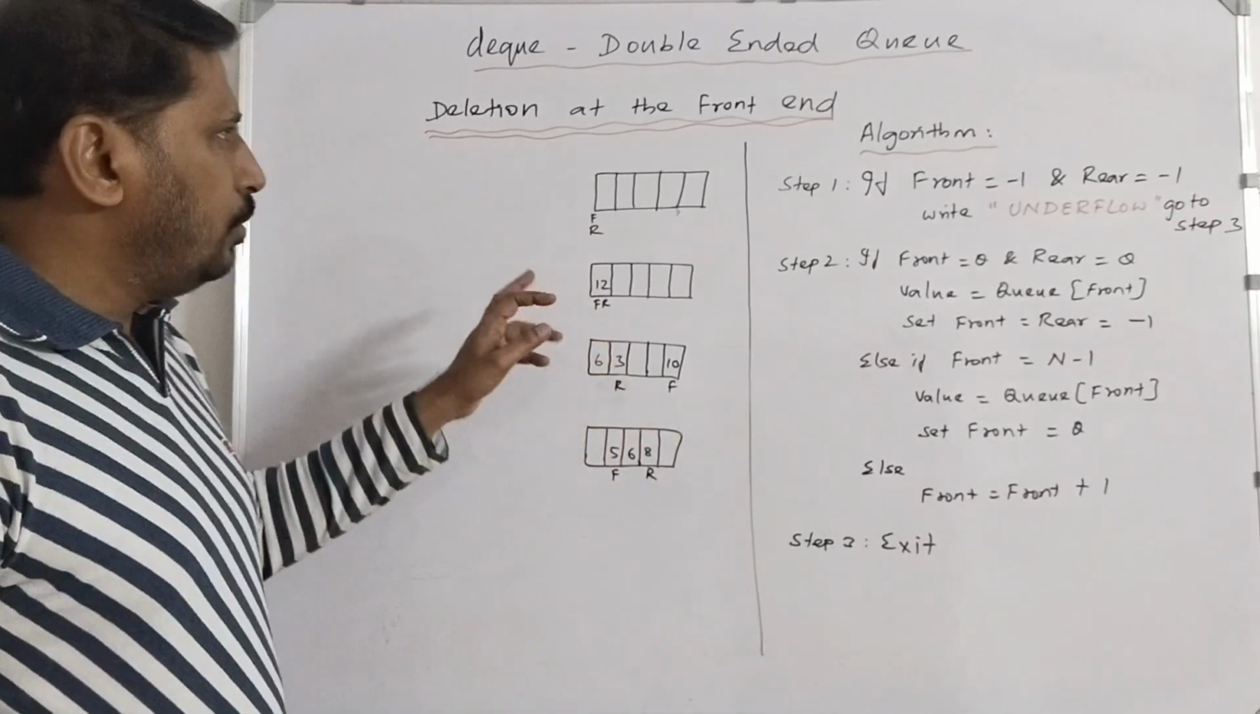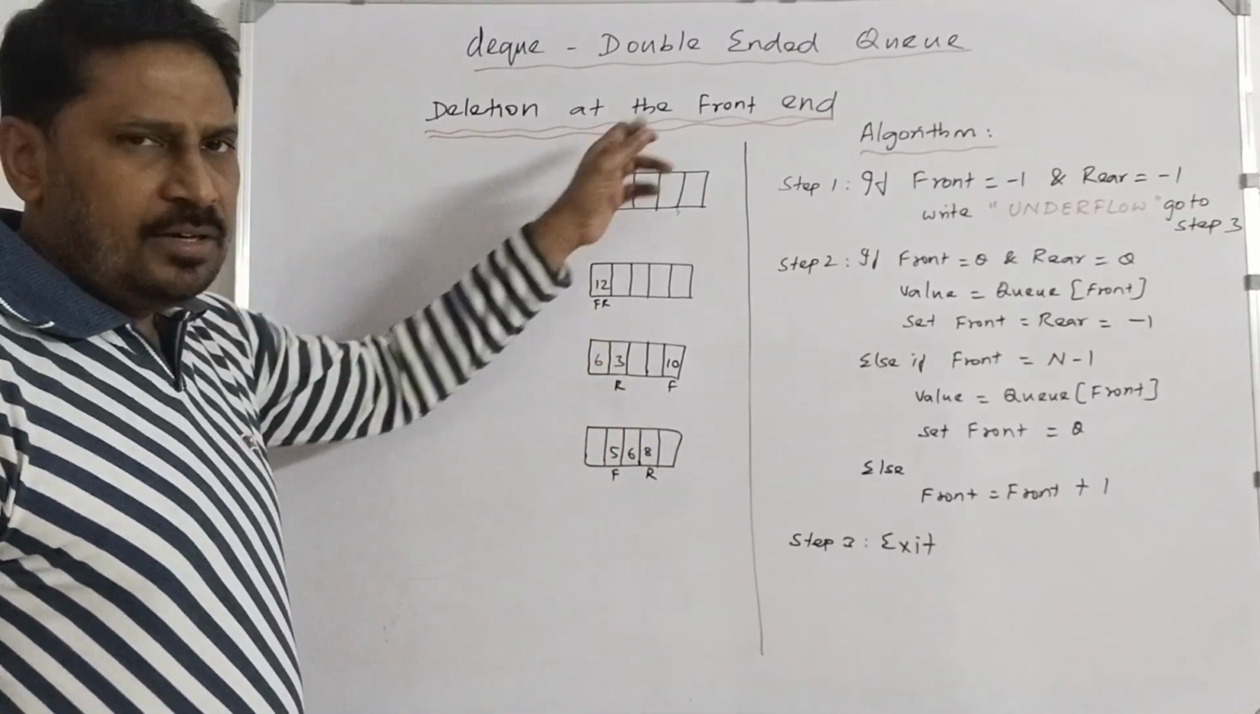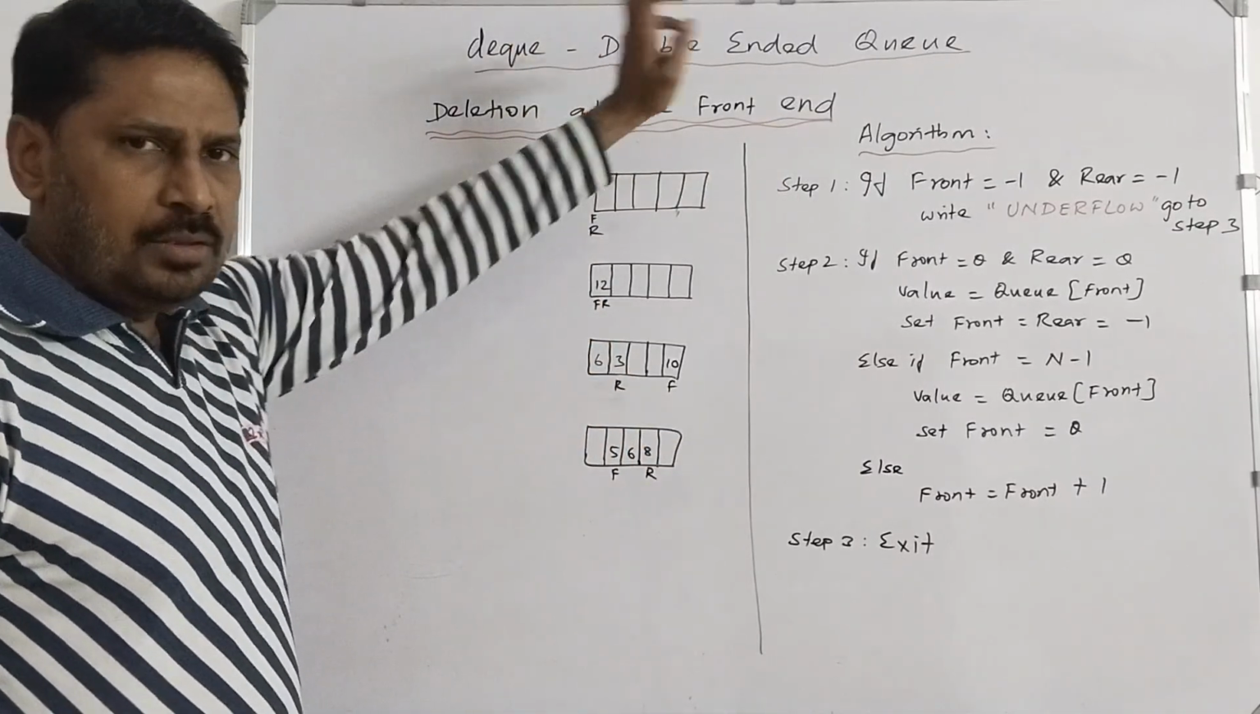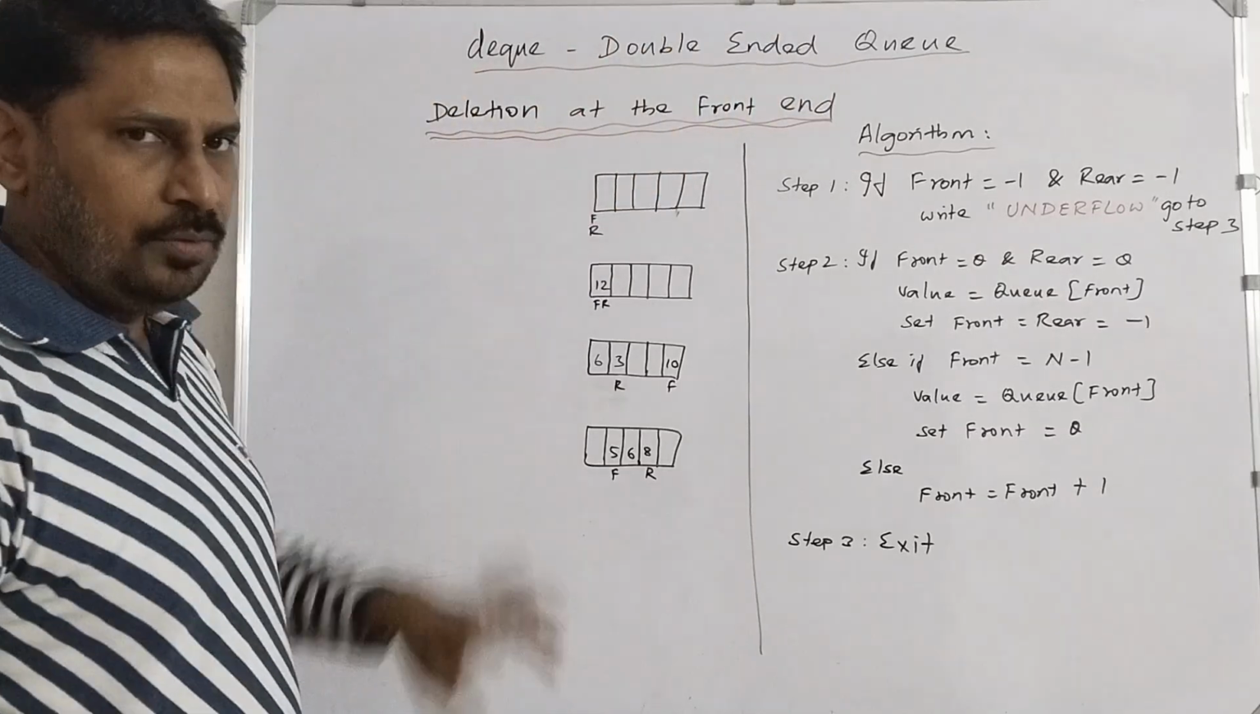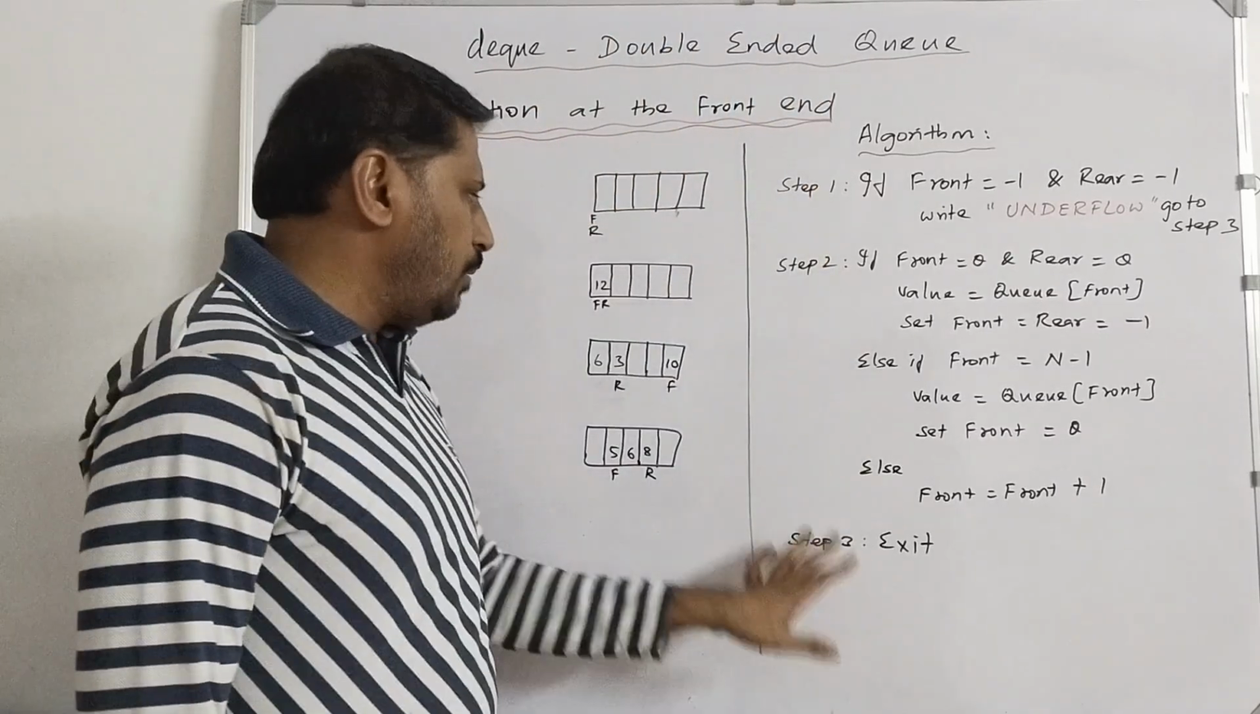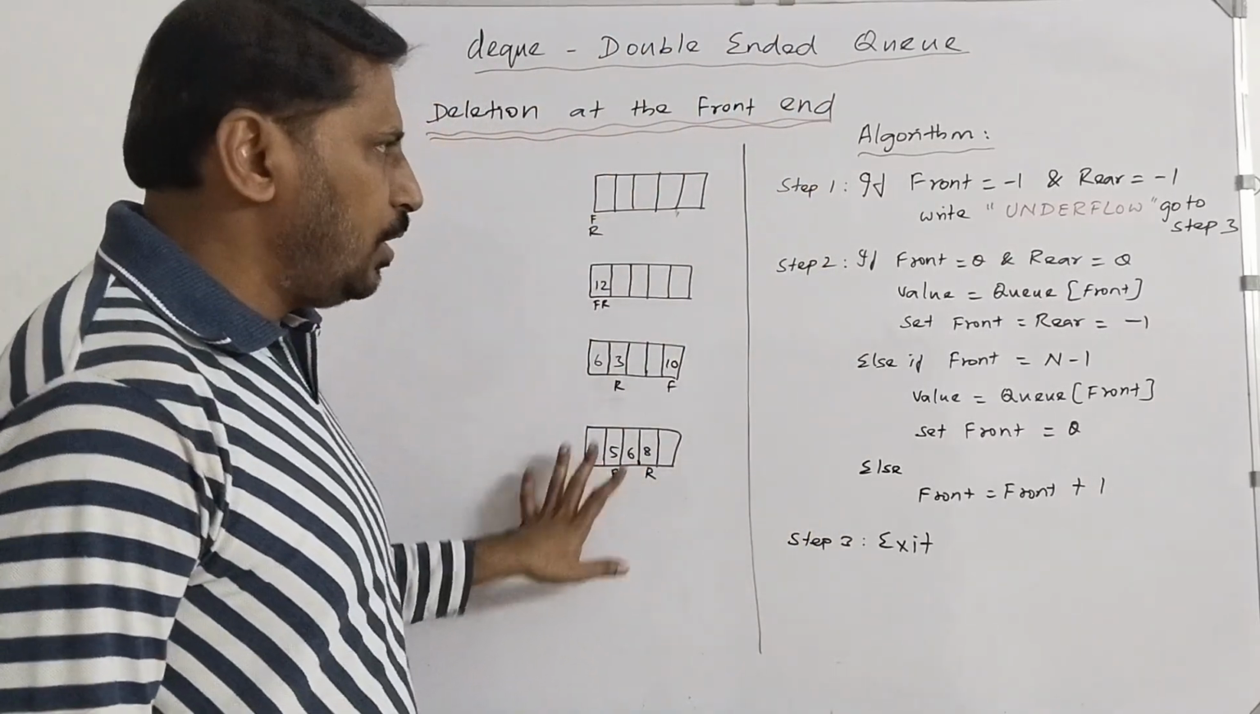So in this video, we are going to see deletion at the front end in a double-ended queue, that is Deque. So the algorithm is given here. This is the example we are going to see.